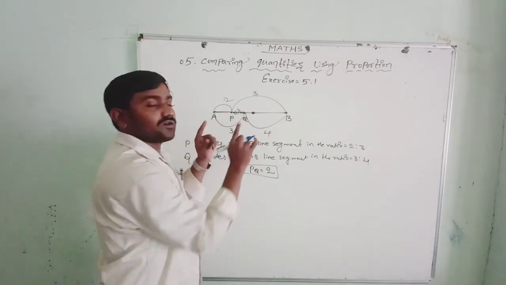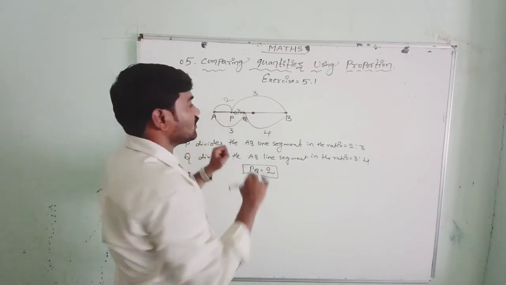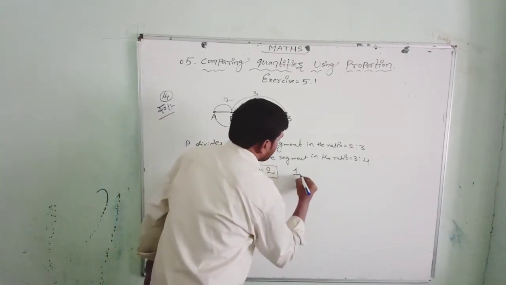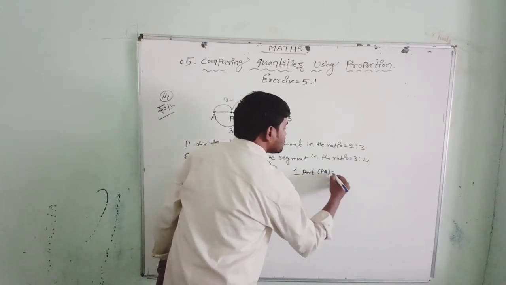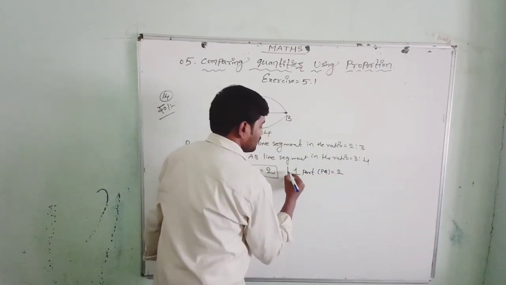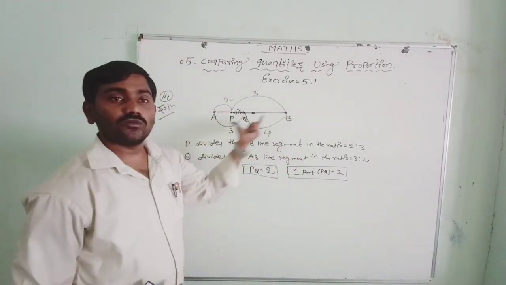If we take this PQ as one part, then this one part is PQ equal to 2. Similarly, this is one part of PQ equal to 2.